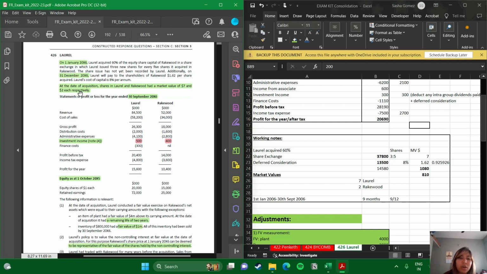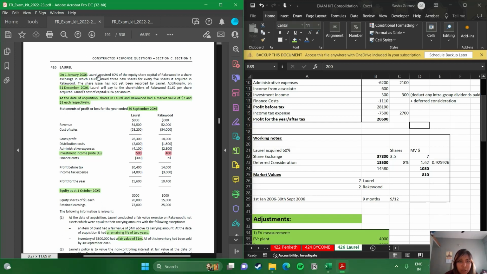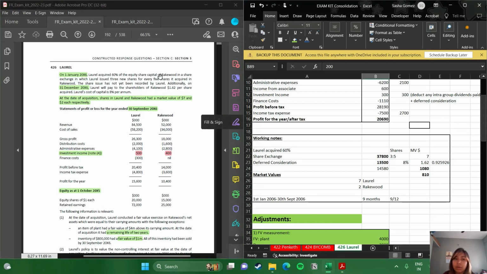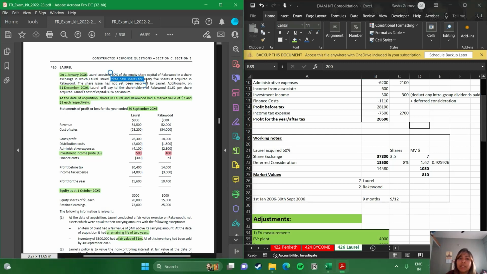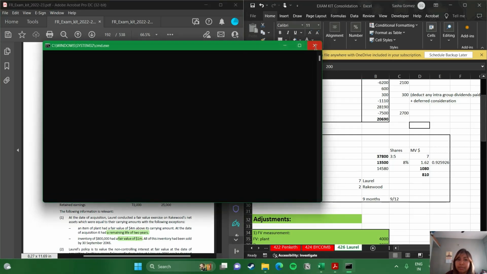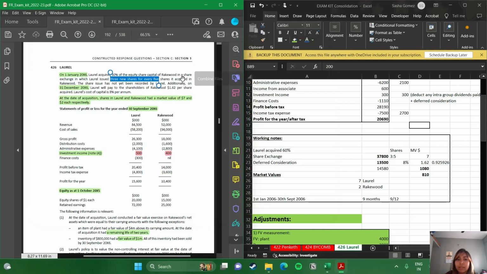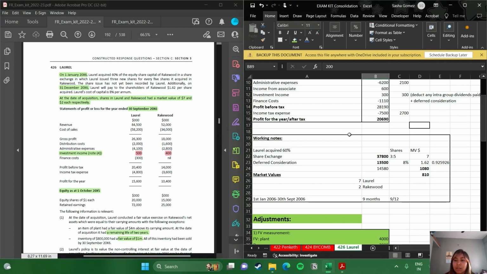Okay, so we'll do Laurel. On 1st Jan 2006, Laurel acquired 60% of the equity share of Rakewood in a share exchange in which Laurel issued 3 new shares for every 5 shares. Okay, 3 new shares for every 5 shares. So usually what I do is I just put working notes, and then I'll do Laurel acquired 60%.